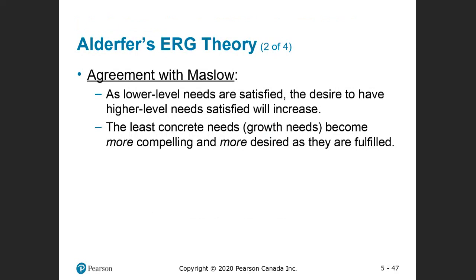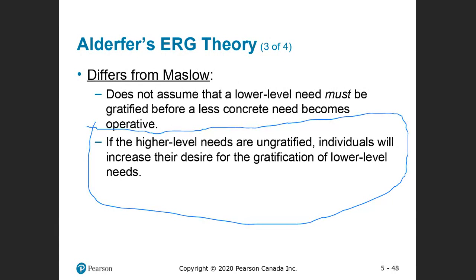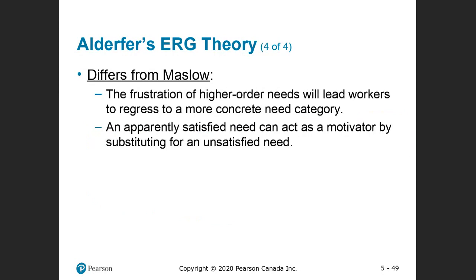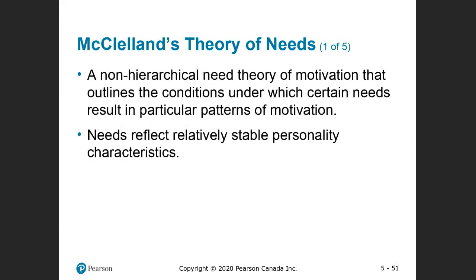There's a difference between Maslow and Alderfer in terms of hierarchy. You can see the key for that would be over here. If the higher level needs are unsatisfied, ungratified, individuals will increase their desire for lower level needs satisfaction. That is called frustration leads to regression. It's very important. So research supports ERG theory quite a lot, and less so for Maslow's hierarchy of needs theory.